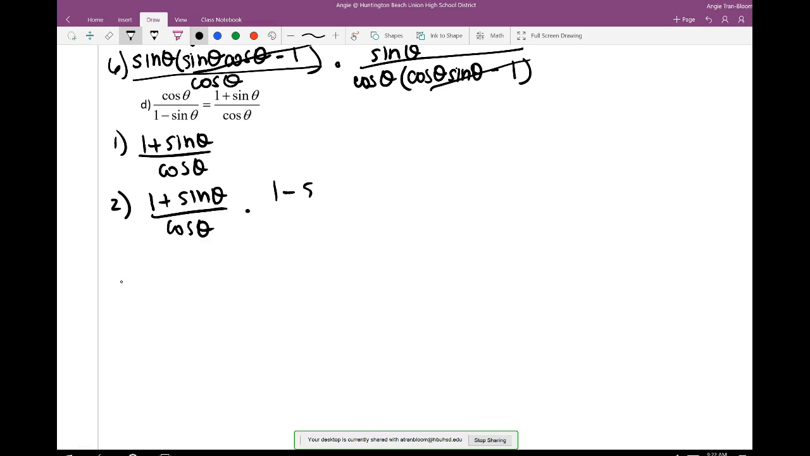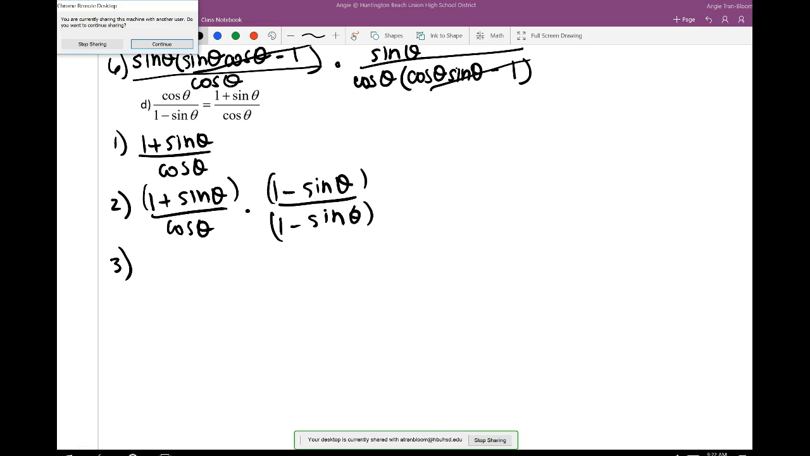So 1 minus sine of theta. Because I have 2 terms here, I'm just going to put parentheses so I know to multiply and not add or do something funky. 1 plus sine times 1 minus sine is... We'll let the trash truck go by.